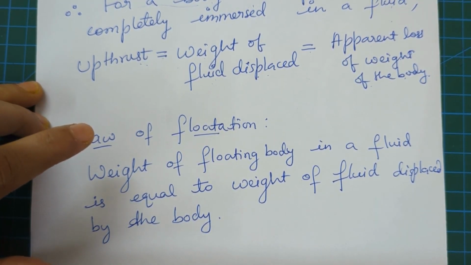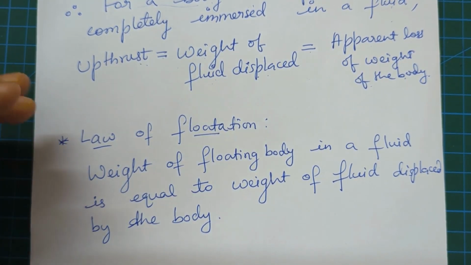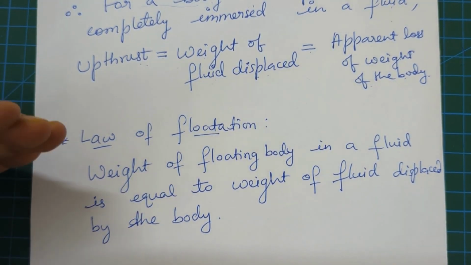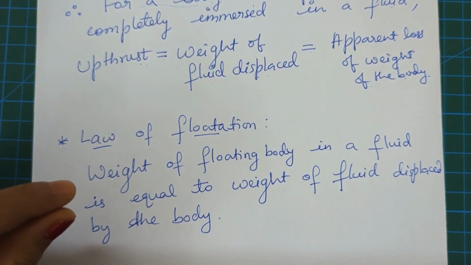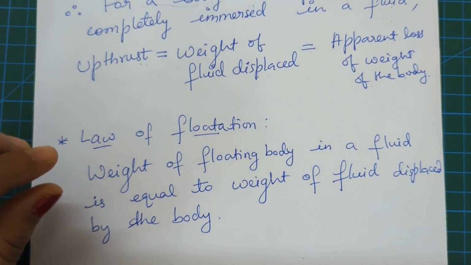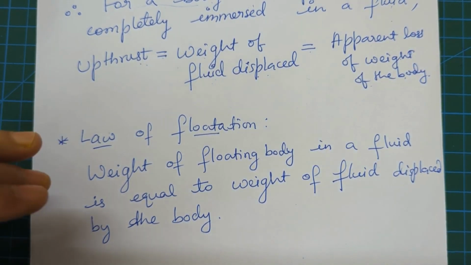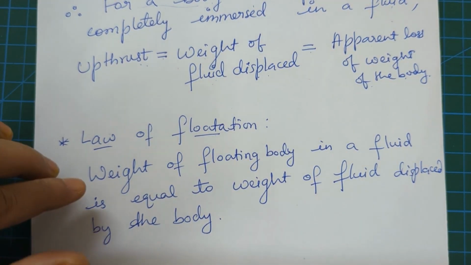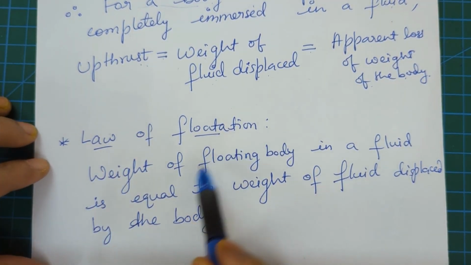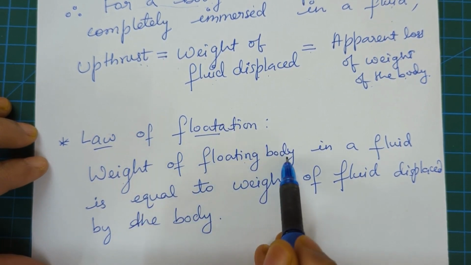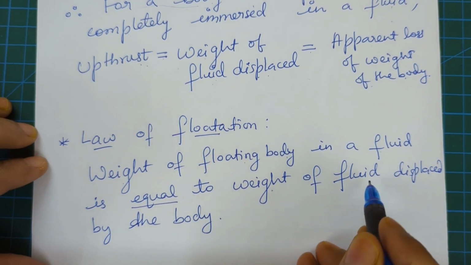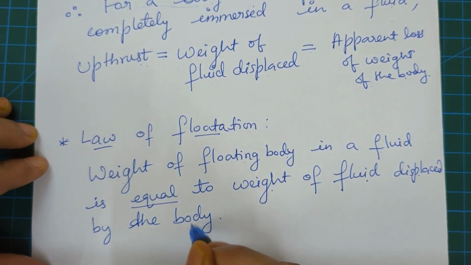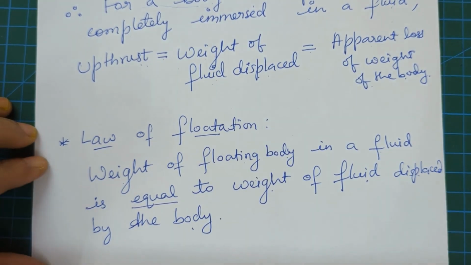So based on this, we can figure out whether an object is going to sink or float in any fluid. For sinking, the condition is the object's density should be greater than density of the liquid in which it is dropped. If density of the object is less than density of that liquid, then the object floats. Law of flotation states that weight of a floating body in a fluid is equal to weight of fluid displaced by the body when that floating body is immersed in water.